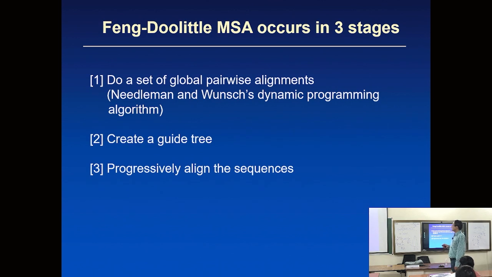So let's discuss the progressive method, the Feng-Doolittle multiple alignment method, which occurs in 3 stages. The first one is that you have to perform global pairwise alignment. So given n sequences, obtain all pairwise alignments. You can use the Needleman-Wunsch algorithm for performing global pairwise alignment. Then after you have done the alignment, you can make a guide tree, and after you have got the guide tree, you can use that to progressively align the sequences.